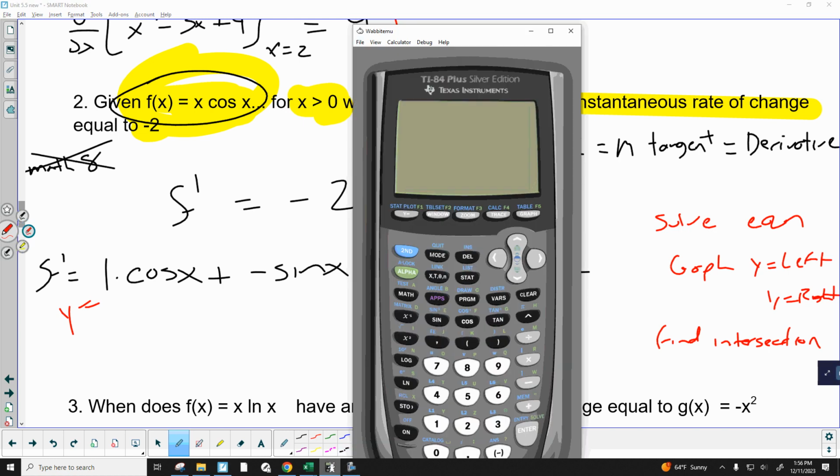All right, so I go y equals cos x plus negative sine x times x. Make sure you close parentheses, multiply by x. And I graph negative 2. And I press graph, and I get this graph. Comes off fine. And then I get a syntax error.